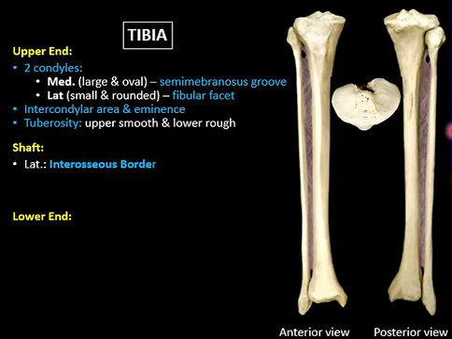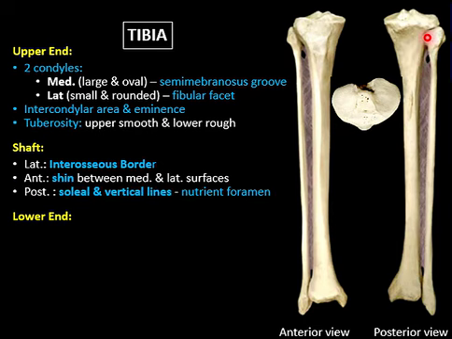The main features that we can see here: we have a lateral border, which is called interosseous border. We have an anterior sharp border, which is called shin of tibia, that can be felt subcutaneously between a medial and lateral surface. On the posterior surface, we have an oblique line called soleal line. Here it is. And below it is a vertical line. And close to the vertical line, we have the nutrient foramen of the tibia.